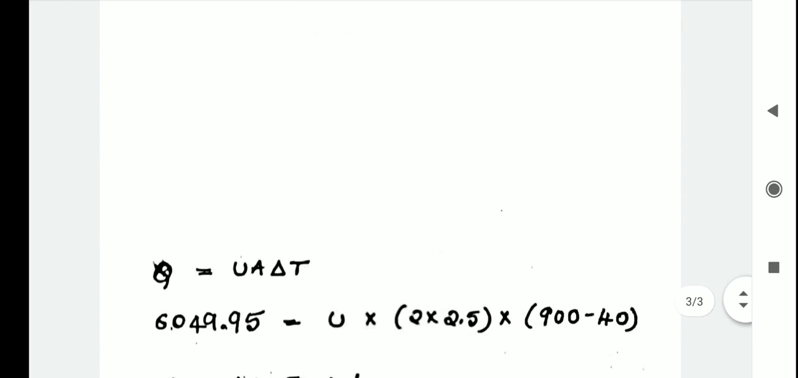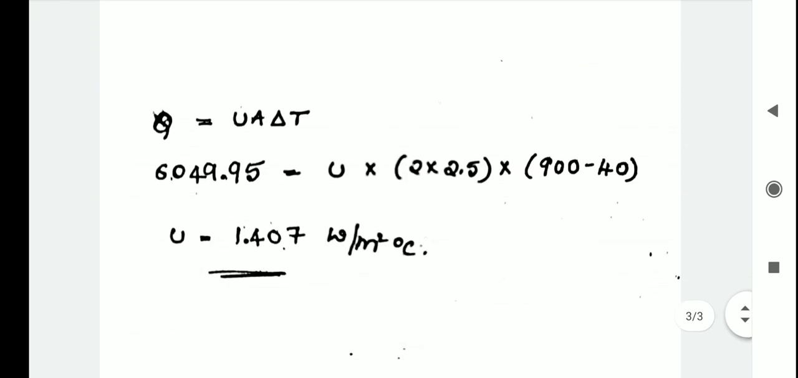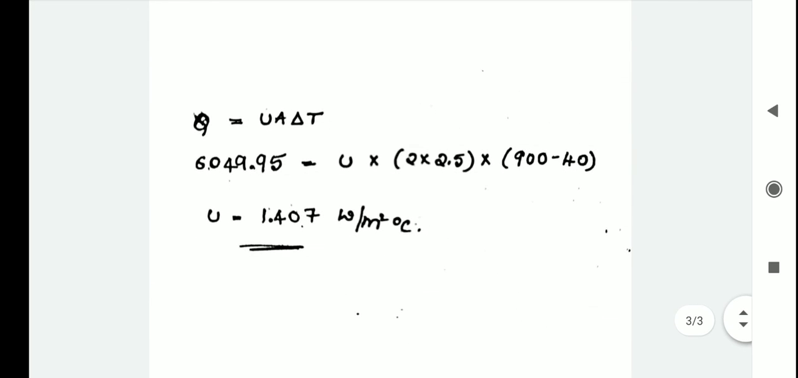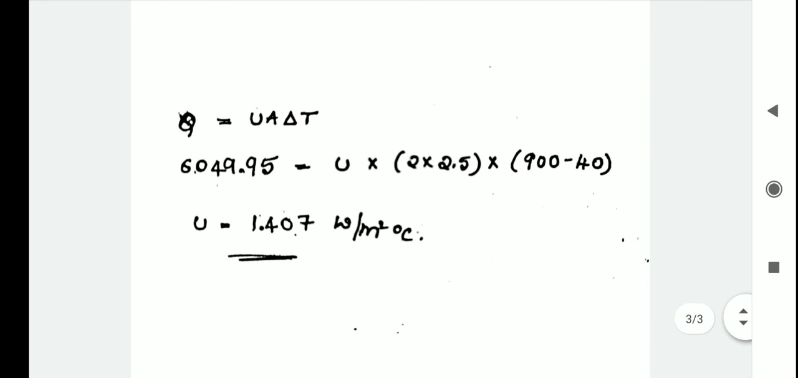The last part of the problem is the overall U, the overall heat transfer coefficient. Q is known, 6049.95, which equals U into the area, 2 into 2.5, the entire area, into the temperature difference 900 minus 40. So you will get 1.407 watt per meter squared degree Celsius.